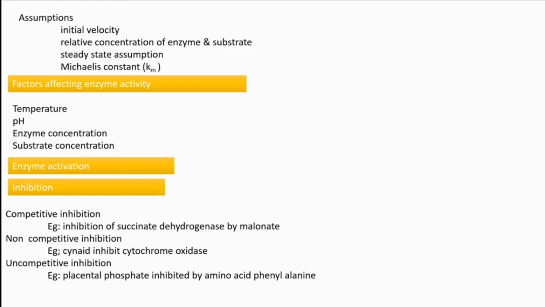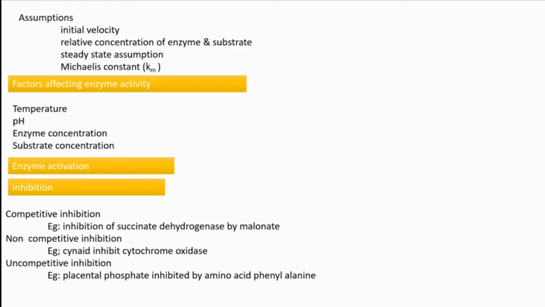ക്ലിയർ ആയോ? അത് മനസ്സിലാക്കുക. ഇപ്പൊ Km value means low Km value means that enzyme has high affinity to that substrate. That is, here only less substrate is required to reach half Vmax. That is good. Very less substrate is required to reach half Vmax.